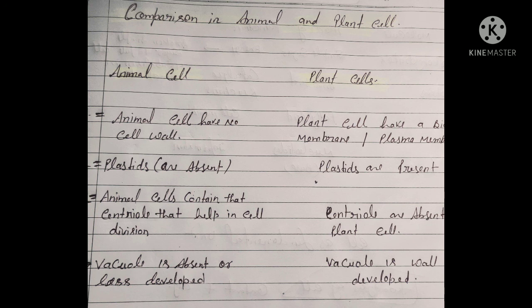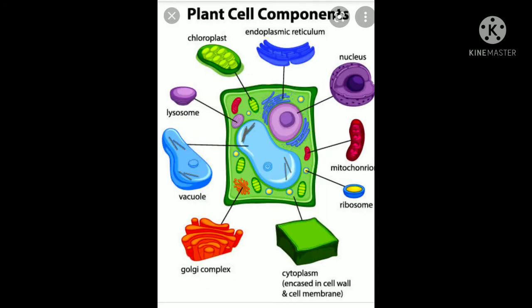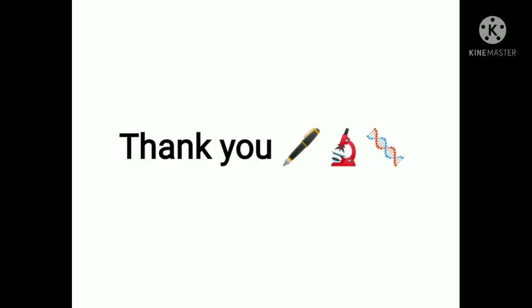Whereas plant cells have a cell wall and plasma membrane. Second, plastids are present and centrioles are absent in plant cells. Vacuole is large and well developed. This is an animal cell, and this is a plant cell structure. The plant cell is a very complex structure, and the animal cell is a more complex structure of cells.